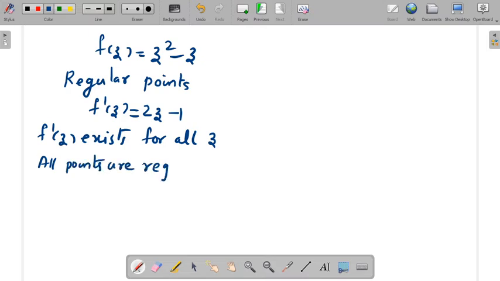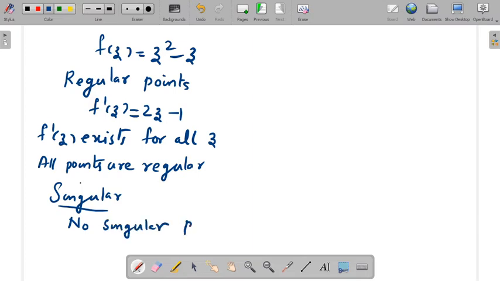So when you speak of singular points, I mentioned that singular points are the opposite of regular points. That is, a point which is not regular is called singular. So if all points are regular, it means that there is no singular point. All complex numbers are regular points, hence there is no singular point. Now come to critical point.